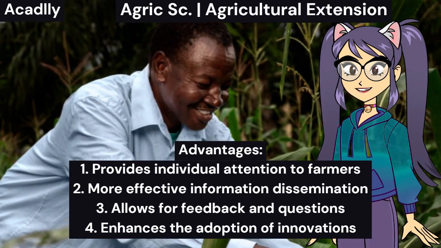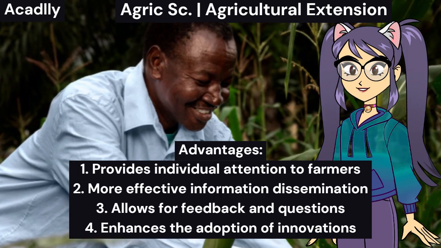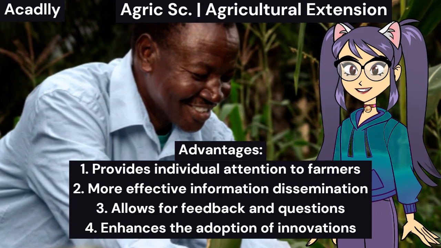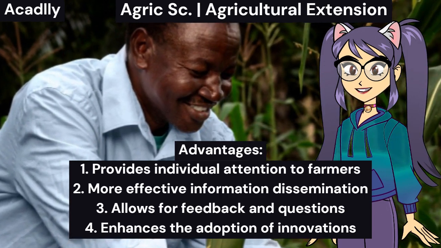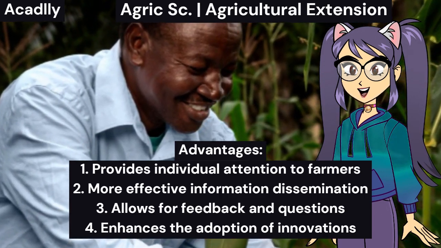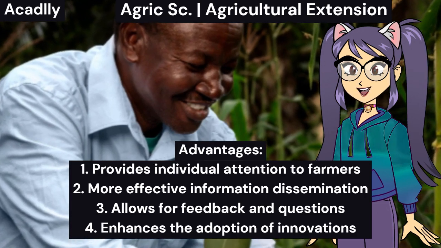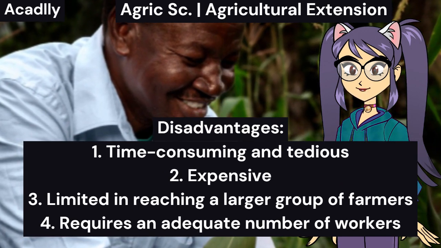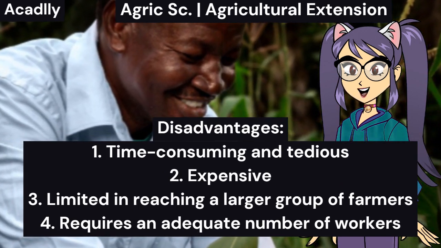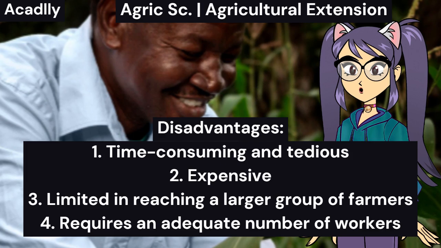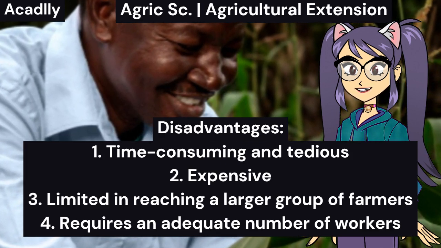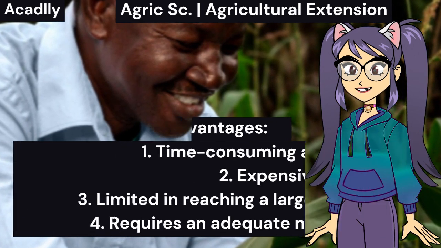1. Provides individual attention to farmers. 2. More effective information dissemination. 3. Allows for feedback and questions. 4. Enhances the adoption of innovations. Disadvantages. 1. Time-consuming and tedious. 2. Expensive. 3. Limited in reaching a larger group of farmers. 4. Requires an adequate number of workers.